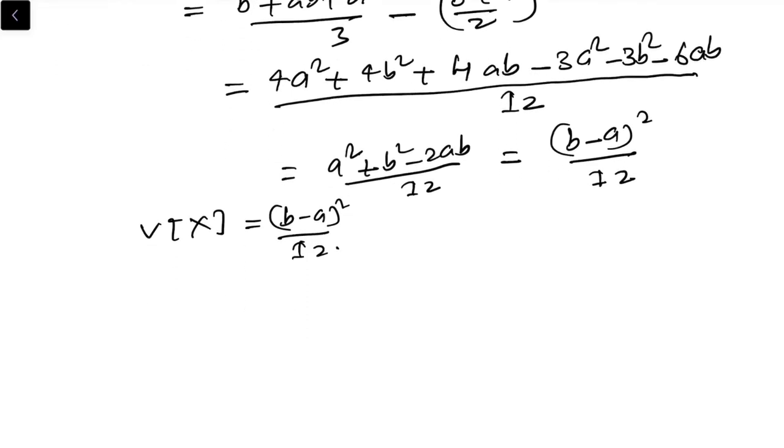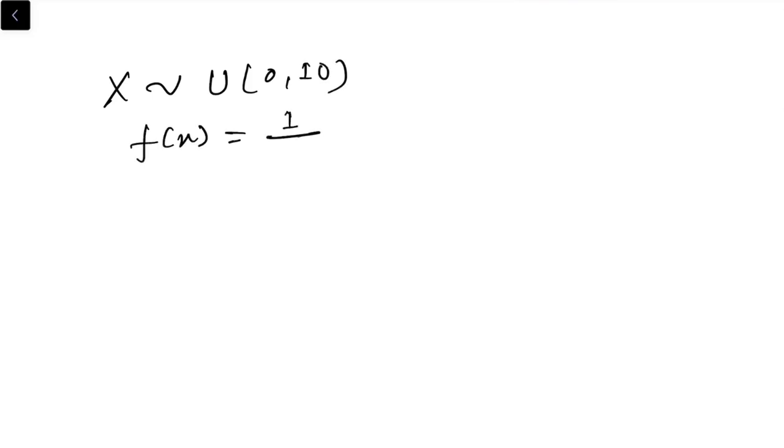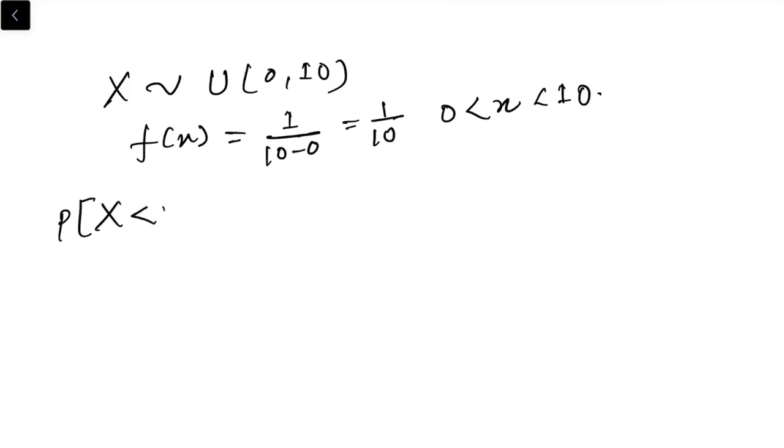Now let's look at one example. Let's say x follows uniform(0, 10). The PDF is 1 over 10 minus 0, which is 1 over 10, and the range of x is 0 to 10. Now if you are asked to calculate the probability that x is less than 5, how do you do it?